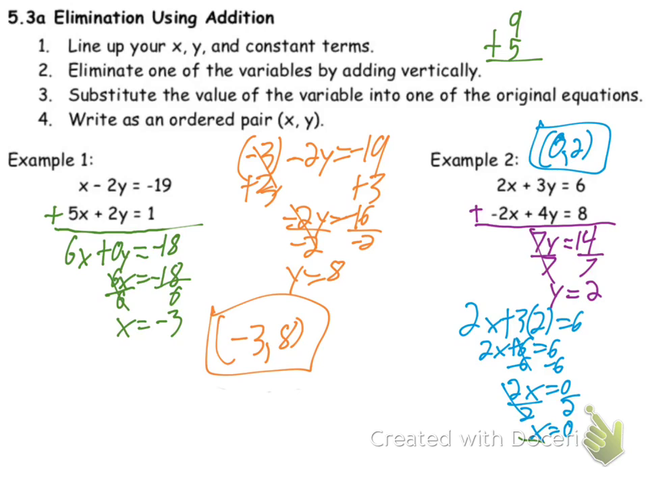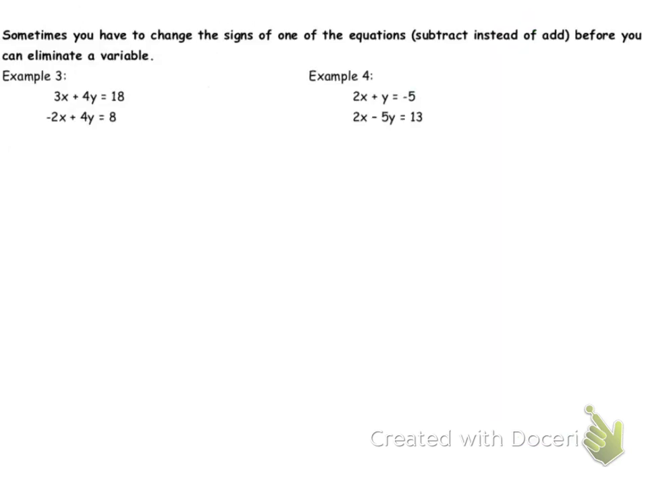Okay, continuing on back to elimination. Sometimes you have to change the signs of one of the equations, which means we're actually going to end up subtracting instead of adding before you can eliminate a variable. If we look here in the first equation, 3x plus 4y equals 18. In the second equation, negative 2x plus 4y equals 8, here on example 3.